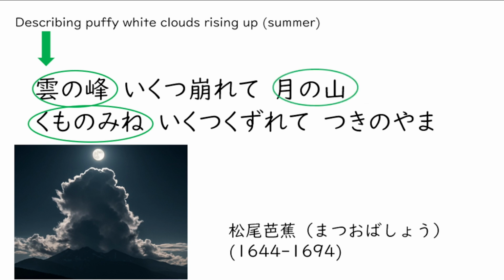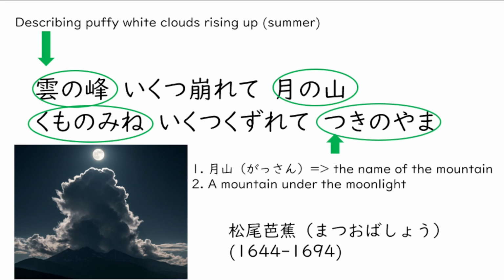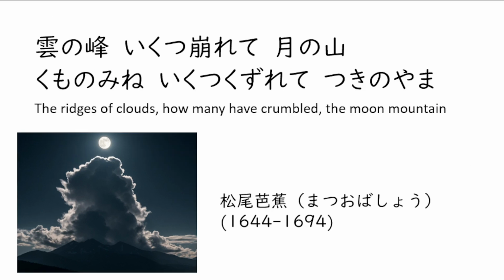Tsuki no yama here is referencing the name of the mountain Basho has visited, but also a mountain under the moonlight. Ikutsu kuzurete means how many have crumbled. This essentially means that on a summer night, Basho was gazing at the mountain, wondering how many of the ridges of clouds had crumbled, revealing the mountain beneath the moonlight.